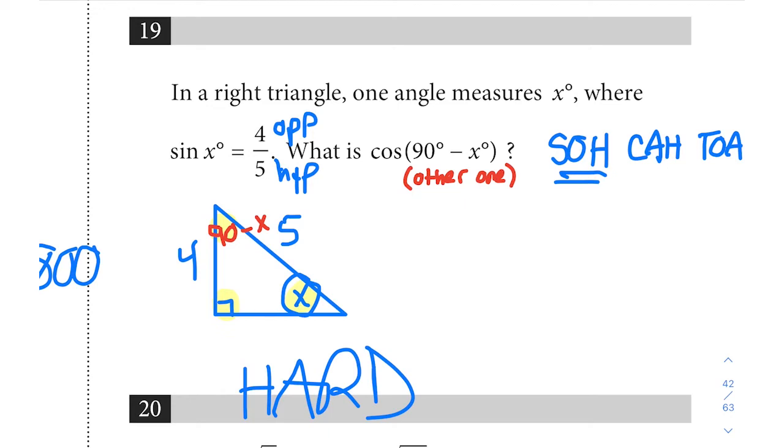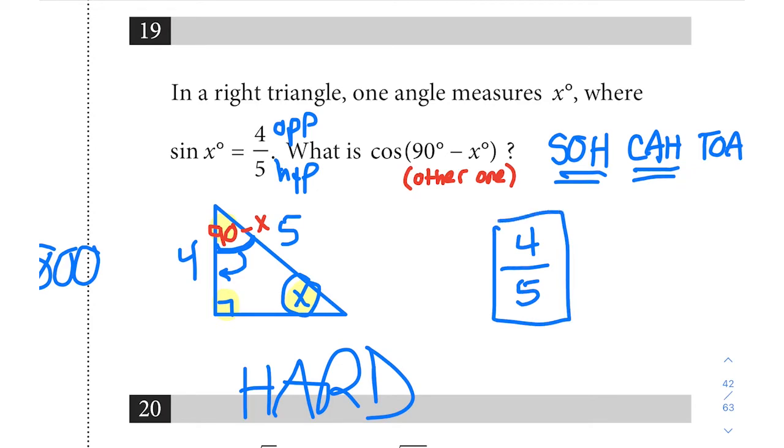And if we think back to our SOHCAHTOA, cosine is adjacent. So if we're looking from this angle up here, the adjacent side is going to be the 4 over the hypotenuse, which will be a 5. And our correct answer to this question will be 4/5. And it is no coincidence that that happens to be equal to the sine of x. So that's an identity that's worth memorizing.